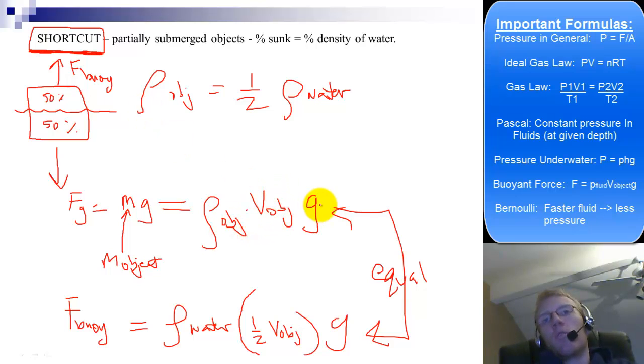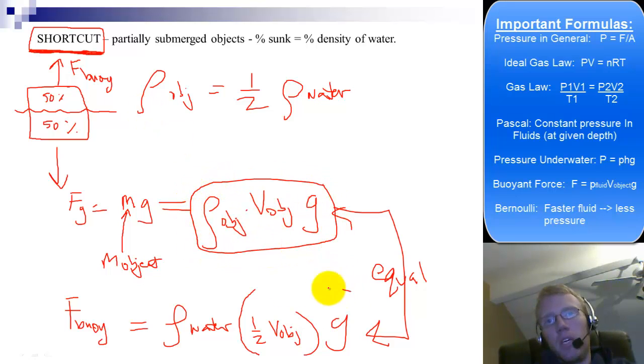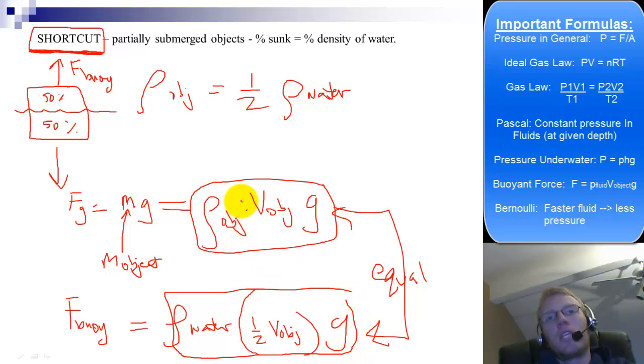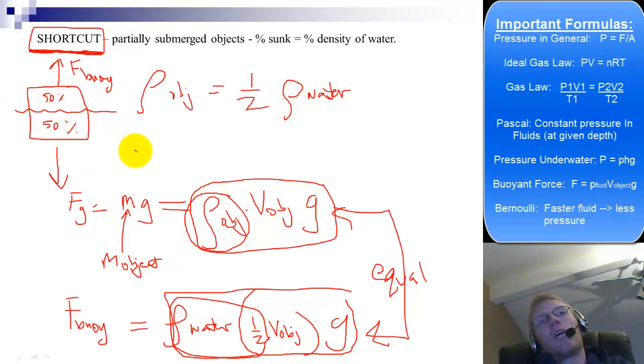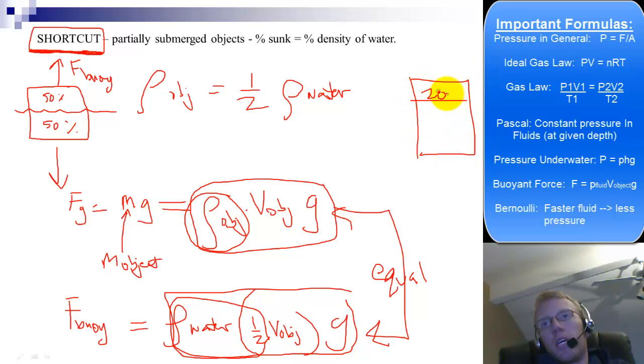Boy. So in order for this force right here to be equal to this force right here, you can immediately see that the density of the object is 1/2 the density of water because it's halfway submerged. So the more submerged your object is, the closer its density is to water. What if your object was 20% up here and 80% down here? Then the density of your object is 0.8, or 80 out of 100, times the density of water.